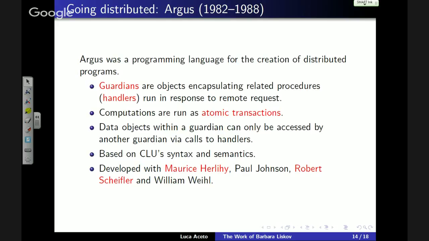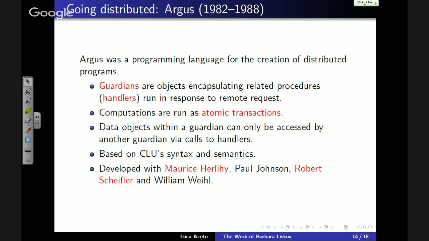Another interesting thing that the Argus language had was a linguistic facility, and I think it was probably the first language to have that, for atomic transactions in a programming language. So computations are run atomically. When somebody requests the execution of a handler from a guardian, the request is all or nothing. It either succeeds in producing a consistent state, or it doesn't. There's nothing in between, which is something familiar from databases. But they were the first ones to have it in a programming language.